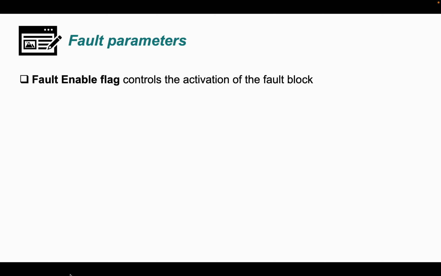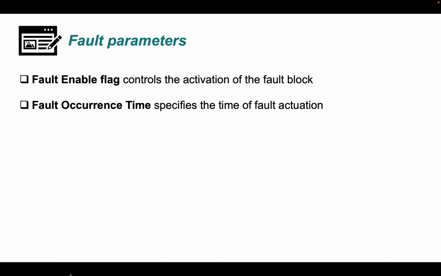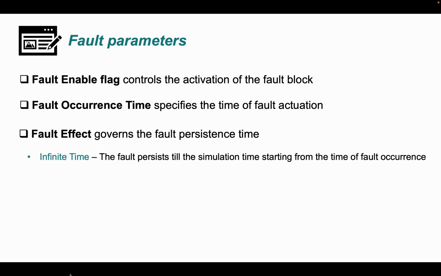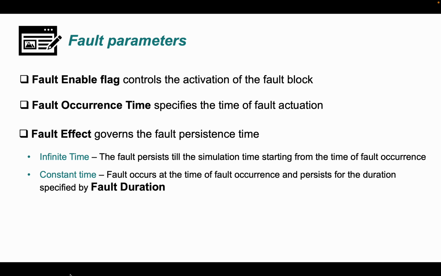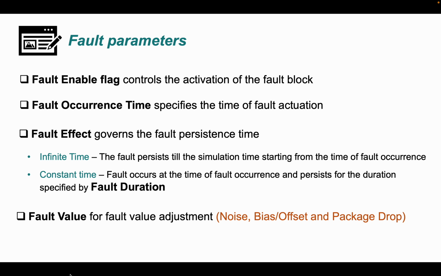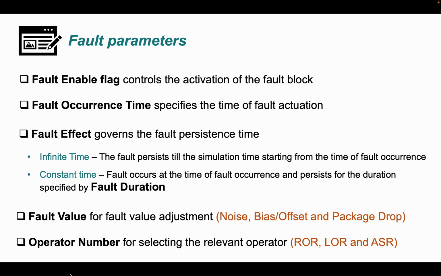The fault blocks have different user configurable parameters, including a flag to control the activation of the fault block, a parameter to specify the time of fault occurrence, fault effect which governs the time of fault persistence. FIM supports two fault effects: infinite time, that is the fault persists till the end of the simulation, and constant time, that is the fault persists for a specified duration corresponding to the parameter fault duration. Fault value controls the fault amplitude. Operator number is used to select a relevant operator from a predefined list.